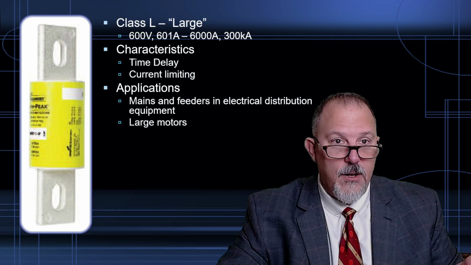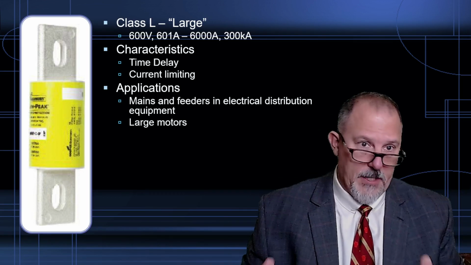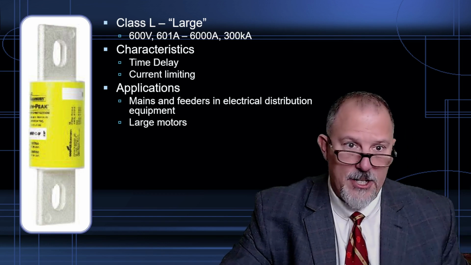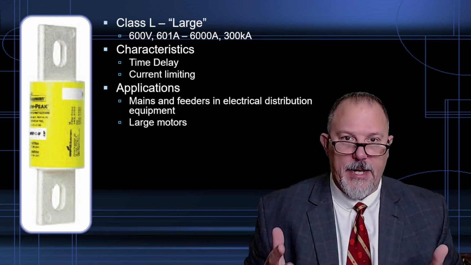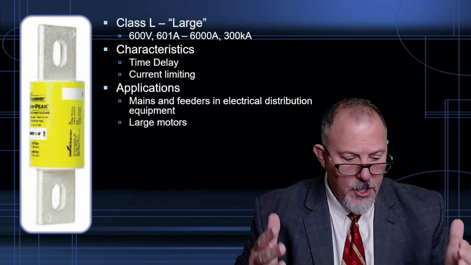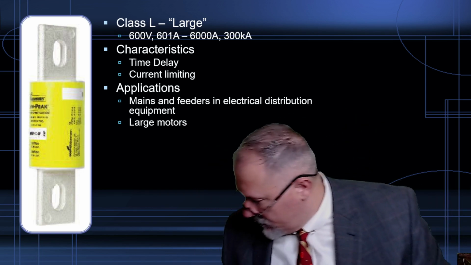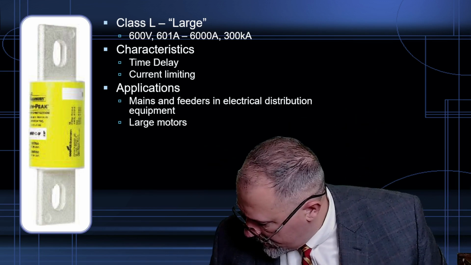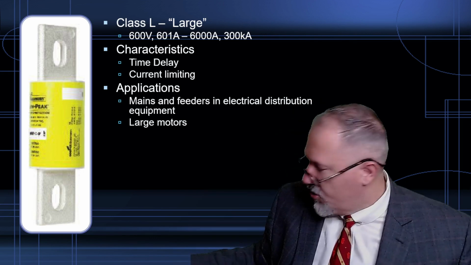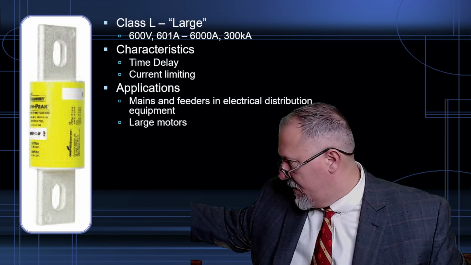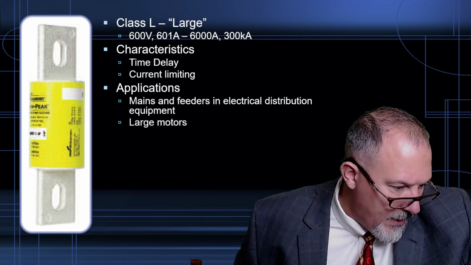So there's your Class L, 600 from 601 amps to 6,000 amps, 300,000 amp interrupting rating, time delay, current limiting. Now, how can something be time delay and current limiting? Tom, what are you smoking? What do we mean by that? I'll tell you what we mean by that. And I don't know if I can do this on the fly. I wasn't planning on this, but I'm going to try it. I'm going to try a Moby 1 Kenobi. Let's try a Moby cam.